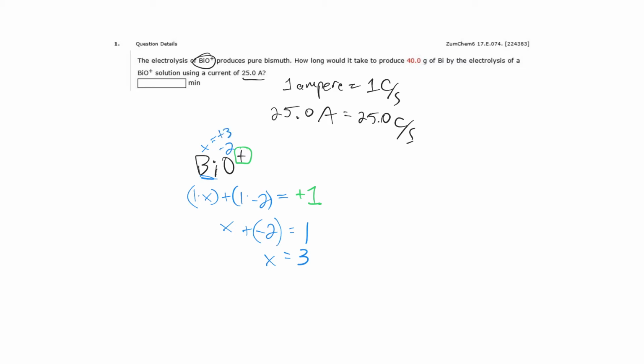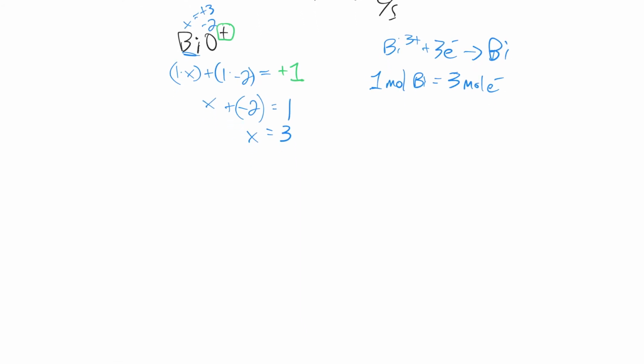Okay, so we're producing neutral bismuth, so you can say that for every 1 mole of neutral bismuth, it takes 3 moles of electrons to neutralize Bi with a +3 charge. So Bi3+ and 3 electrons neutralizes to neutral normal bismuth. Okay, so let's start our problem.